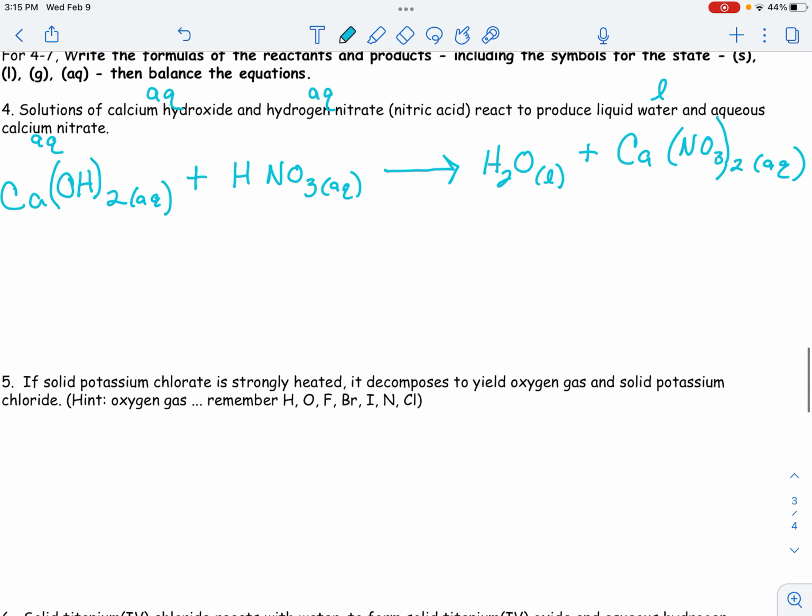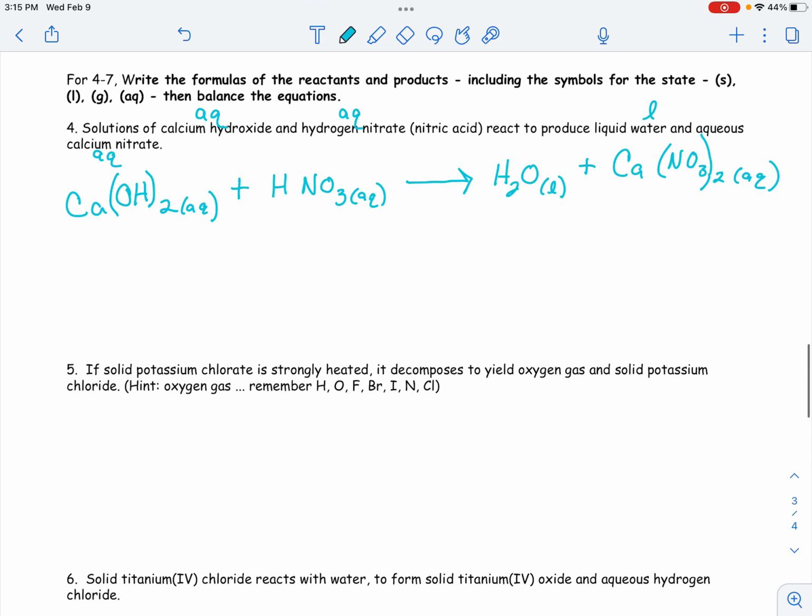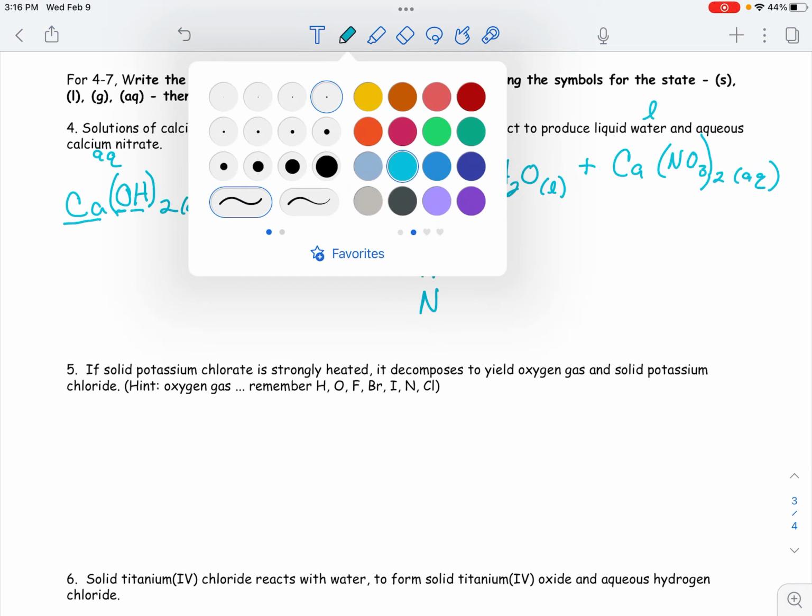So the first way is we're going to go through and write the different elements down. So I have calcium, I have oxygen, I have hydrogen, and I have nitrogen. I already have a hydrogen, so I don't need to add that one, and I already have an oxygen, so I don't need to add that one. So I have calcium, oxygen, hydrogen, and nitrogen. And so when I do this, now I need to count the number of particles I start with.